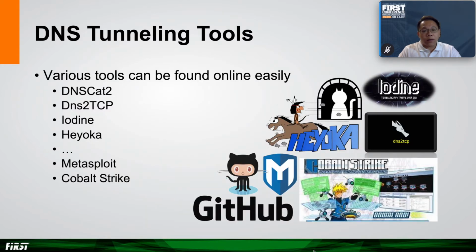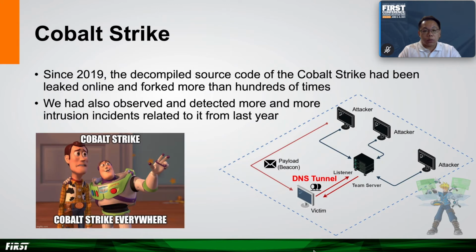And you can find lots of DNS tunnel tools online easily, including freeware and commercial ones, such as DNScat2, DNS2TCP, and others, Metasploit and Cobalt Strike. Here we want to mention Cobalt Strike particularly. Since 2019, the compiled source code of Cobalt Strike had been leaked online and forked hundreds or thousands of times. We observed and detected more and more intrusion incidents related to Cobalt Strike from last year.